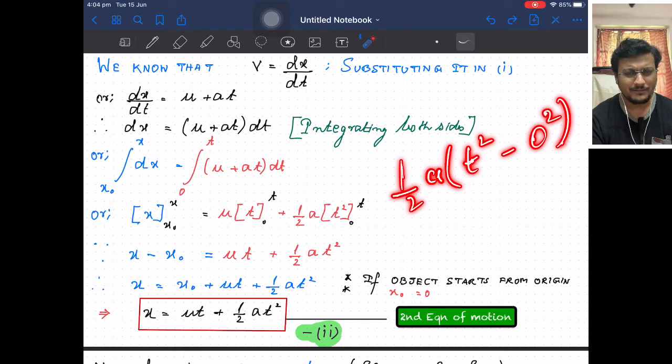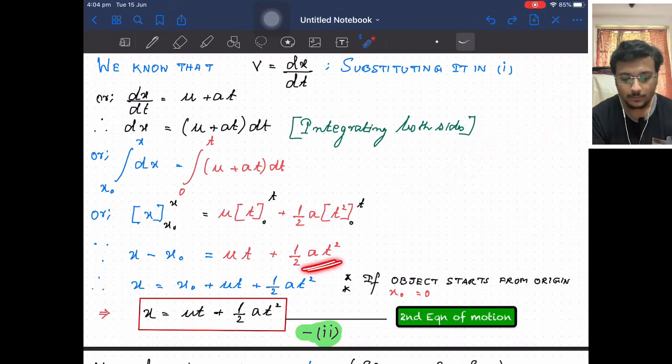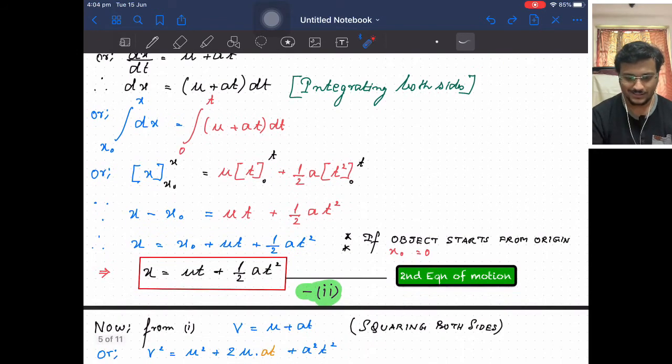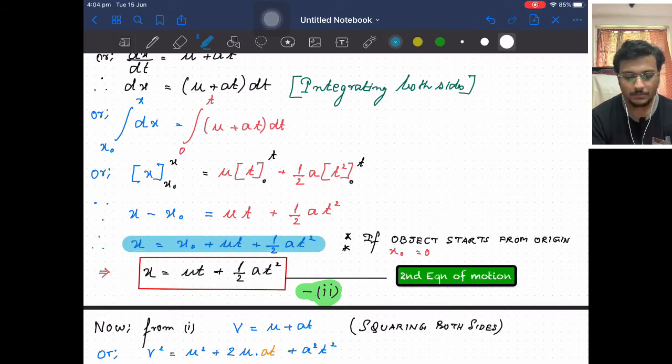So obviously we have half a t square minus half a 0 square, which is nothing. So we end up with half a t square. So x minus x0, which we found a few minutes ago, equals ut plus half a t square. Now that doesn't look like the original equation, does it? So that we have learned previously. Let's check it out once again. So we have x equals x0 plus ut plus half a t square.